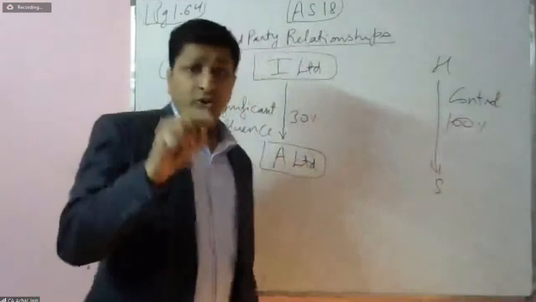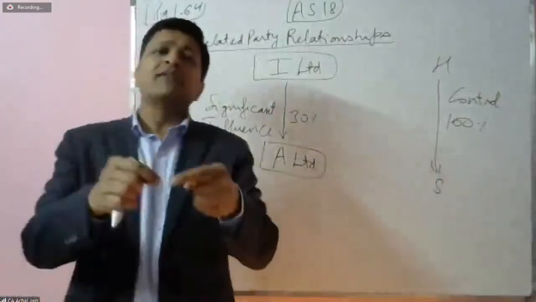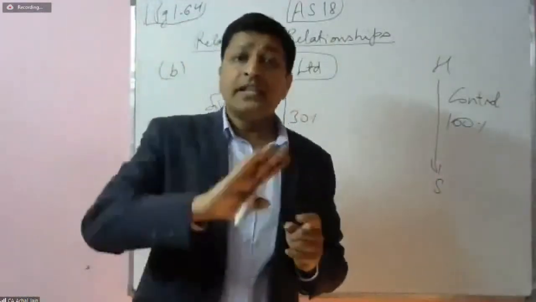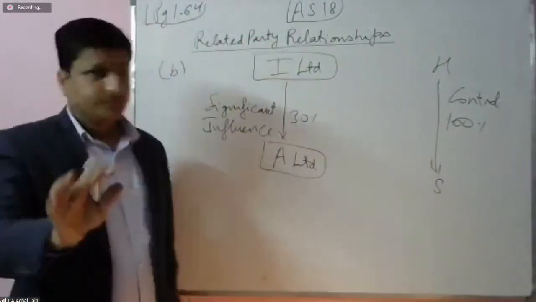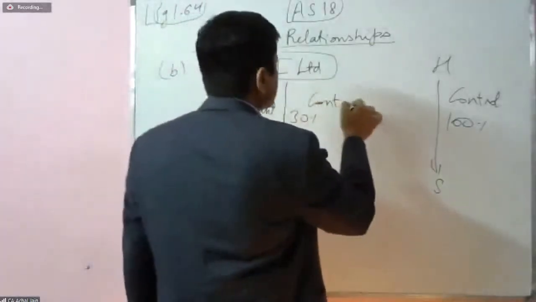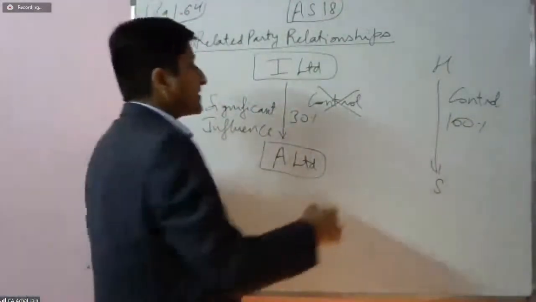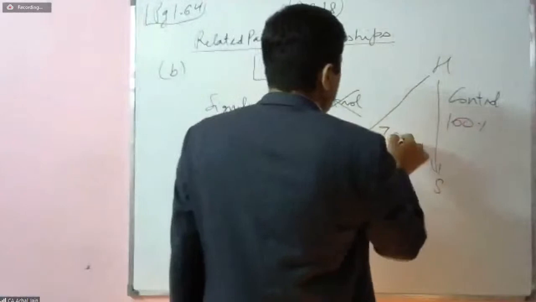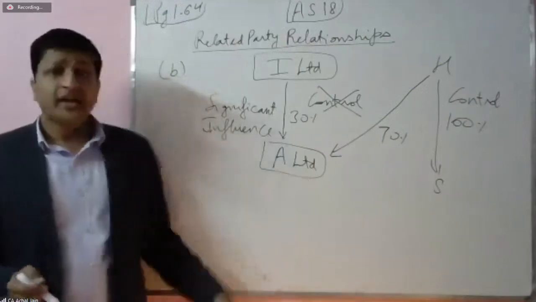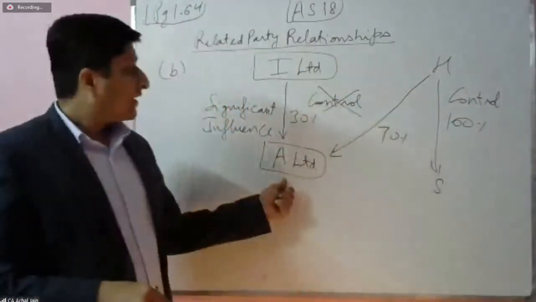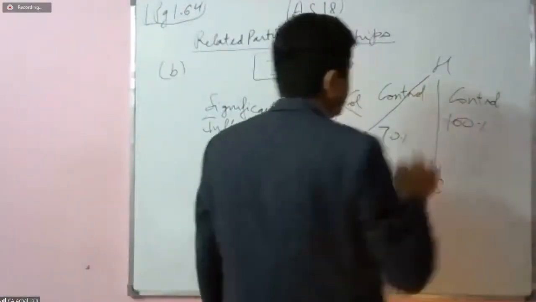Now this control could be unilateral control or joint control. Something we saw in case of JV. I1 and I2 both were having joint control. But let's suppose if the control is missing. Now in this case there is no control of I over A. Why? Because let's suppose H has got 70% shares of A. So who has got control over A? It is H.